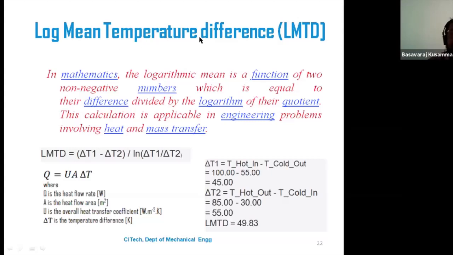But in the case of log mean temperature difference, you take the LMTD instead of the delta T. We discussed the meaning of the log mean temperature difference with the given example. Then where is it applicable? In the classification of heat exchangers, based on the direction of the fluid, heat exchangers can be classified in three ways: parallel flow heat exchanger, counter flow heat exchanger, and cross flow heat exchanger.